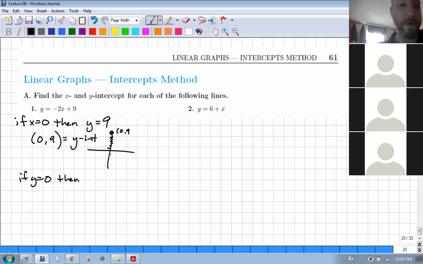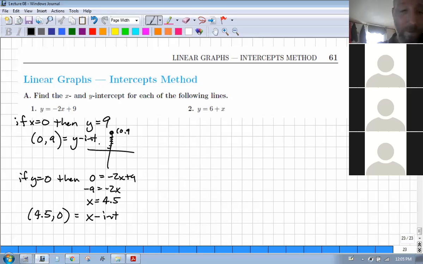To find the x-intercept, let y be 0. If y is 0, then we have 0 equals negative 2x plus 9. Or negative 9 equals negative 2x. Or x equals 9 over 2, which is 4.5. So 4.5 comma 0 is our x-intercept. Where is that at? We're going to the right, 1, 2, 3, 4.5, going up, down, none. That's 4.5, 0. That's our other one. Here's our line. It gives us all our solutions.